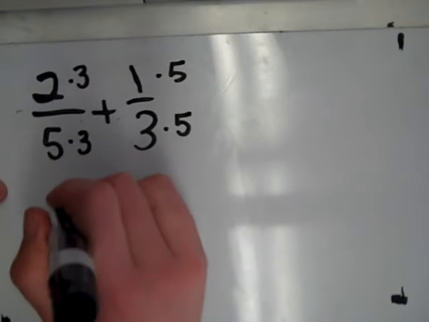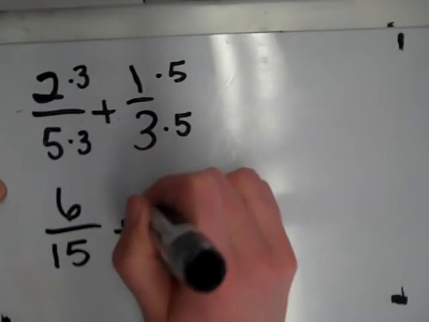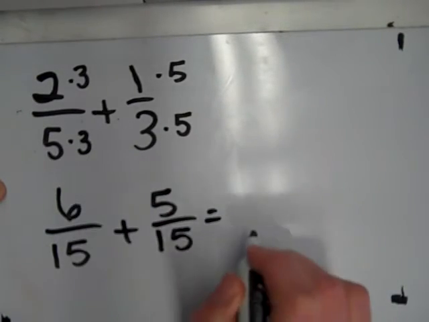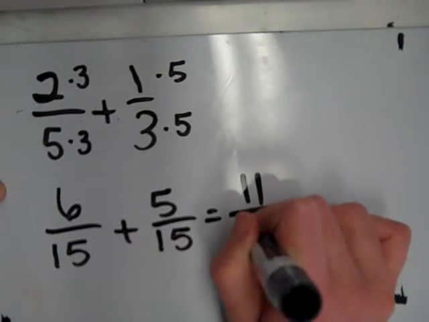My resulting fractions are 6 over 15 plus 5 over 15. Then I just add the numerators and the denominator stays the same.